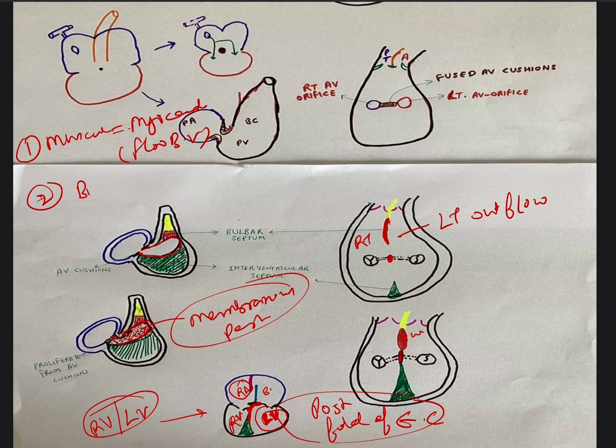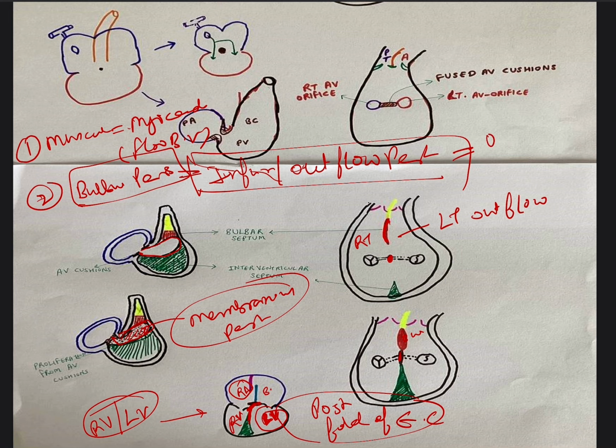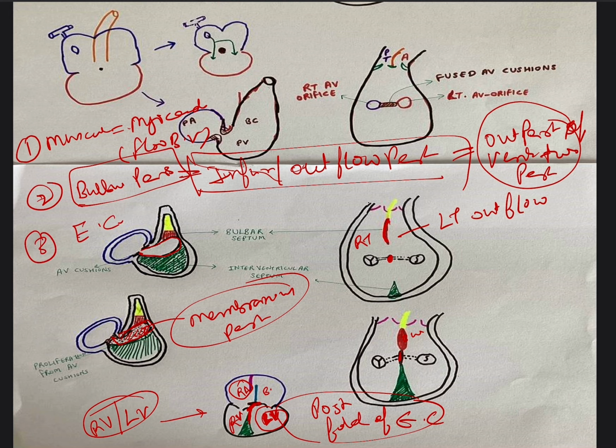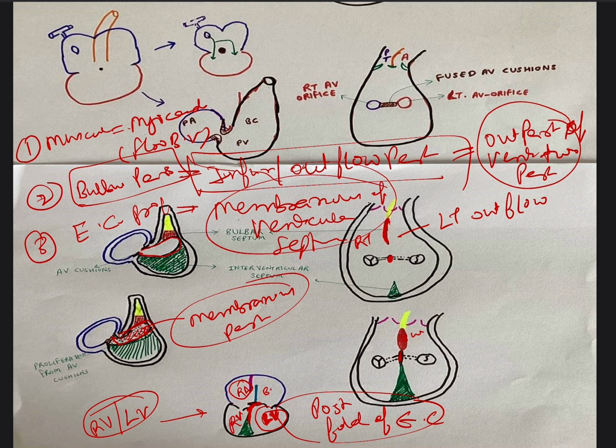Second part is the bulbar part, which is also known as the infundibular or outflow part, which is dividing the outflow part of the ventricular cavity into two parts, right outflow and left outflow part. And third is endocardial cushion proliferation, which is actually the membranous part of the ventricular septum, membranous part of the ventricular septum.